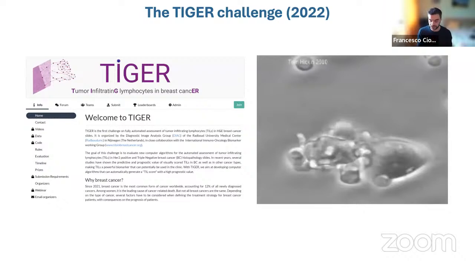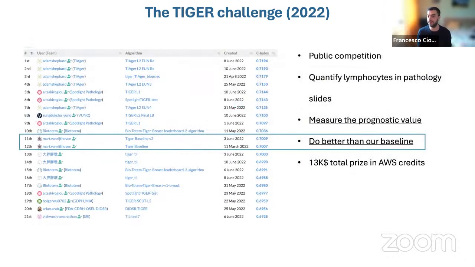And therefore, we organized this challenge, and it was, again, the same setup, a public competition. We asked people to quantify the lymphocytes in pathology slides. We also measured the prognostic value, so how the quantification of these TILs would correlate with survival or relapse of cancer in these breast cancer patients. In this case, we did provide a baseline. Bart van Rijthoven was a PhD candidate in my group that provided this baseline, and people had to do better than our baseline. Otherwise, they were not in the money, let's say.